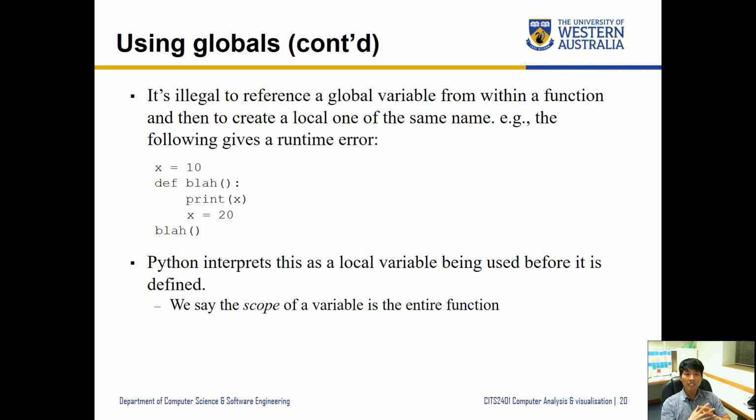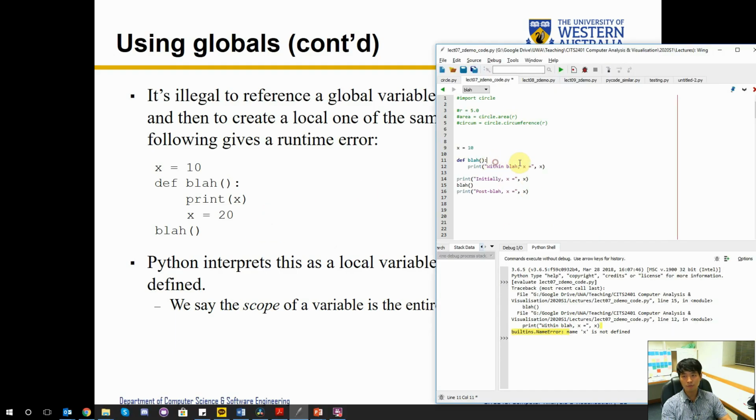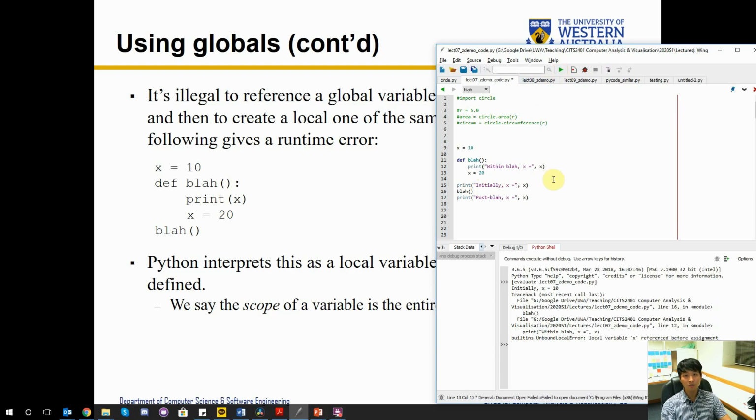So it's illegal to reference a global variable from within a function and then create a local one with the same name. So this is going to give us a problem. Let's say print x, and then x equals 20. This is not allowed in Python. It's going to give us an error: local variable x referenced before assignment.